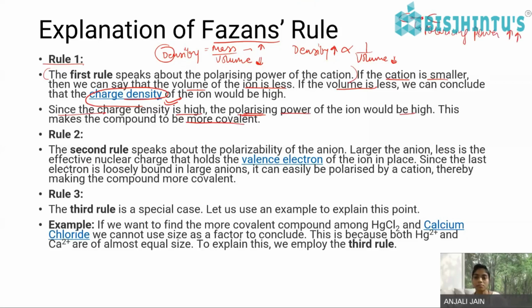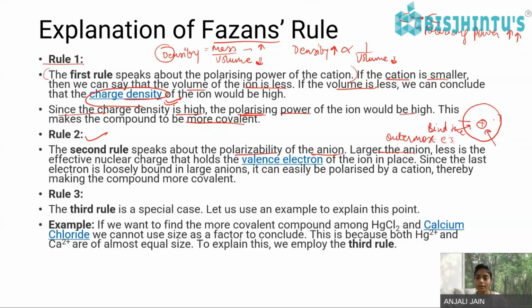has to be high. Then rule 2, the second rule, speaks about the polarizability of an ion. Larger the ion, less is the effective nuclear charge that holds the valence electrons of the ion in place. Okay. If my ion is large, then the effective charge will be very less. Okay, the nucleus will have the effective charge to bind the outermost electrons.